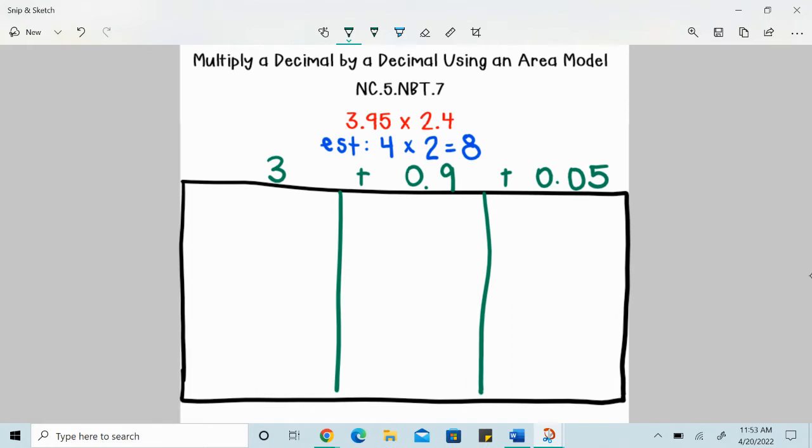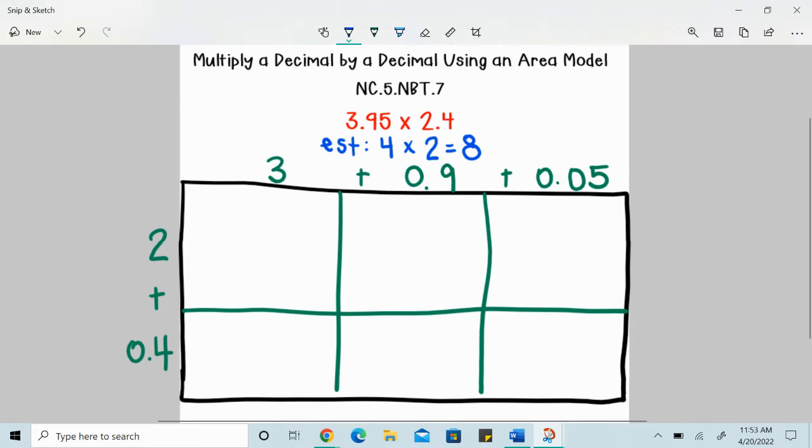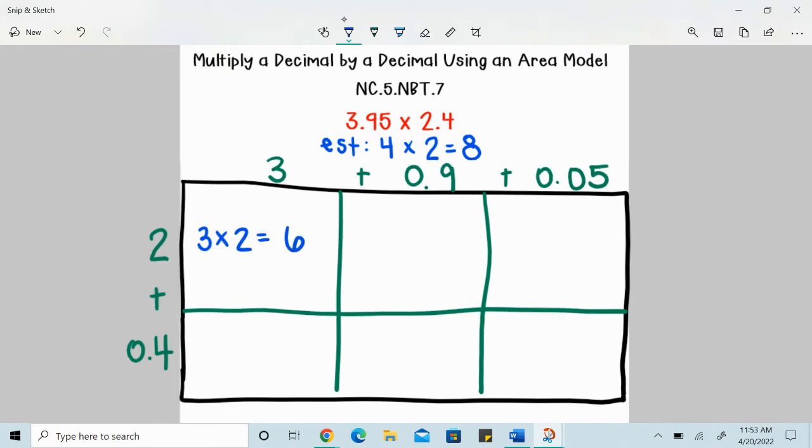Then we'll decompose our 2 and 4 tenths into 2 plus 4 tenths. And now we are ready to fill in the equations for our partial products. Here we would have 3 times 2, which is 6. Here we would have 9 tenths times 2. If we had 9 tenths 2 times, that would be 18 tenths. And 18 tenths is enough to make 1 whole and have 8 additional tenths. And then here, we would have 5 hundredths times 2. If we had 5 hundredths 2 times, that would be 10 hundredths.